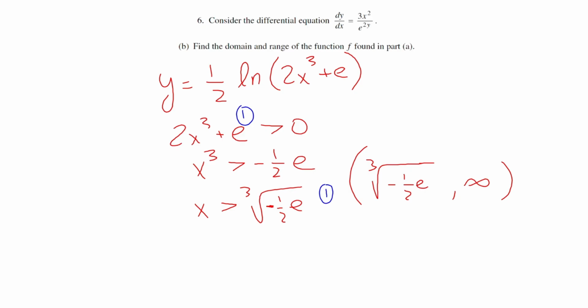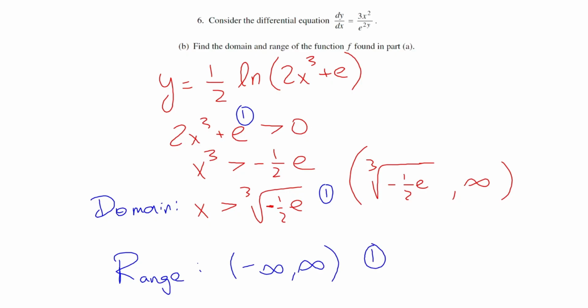And then you're going to get a final point here for the range. And if we take the natural log of things, we know that logarithmic functions just go from negative infinity up to infinity. They normally have some vertical asymptote and go from negative infinity to infinity on the range. So we'll note that this was our domain, and then our range should just be negative infinity to infinity, and you get 1 point for that as well.